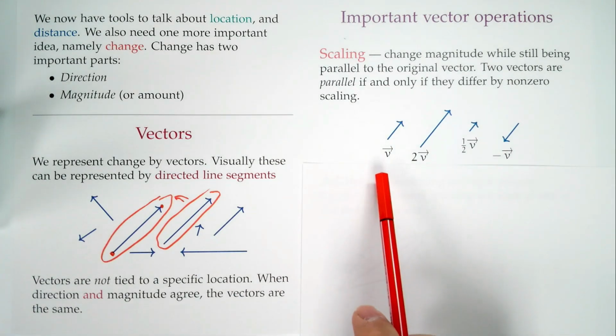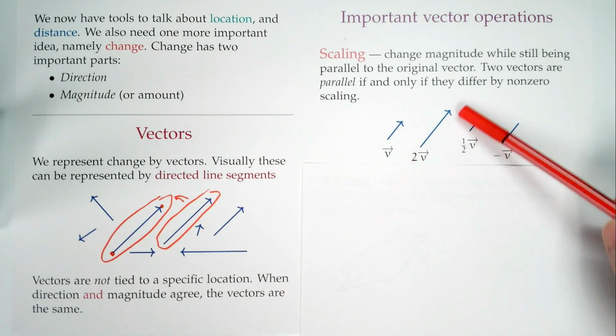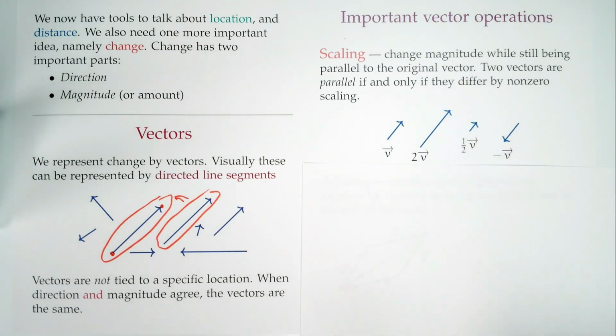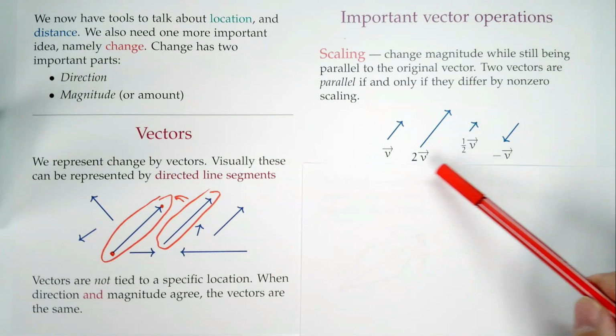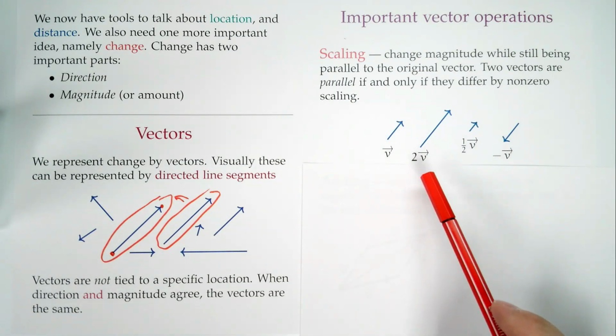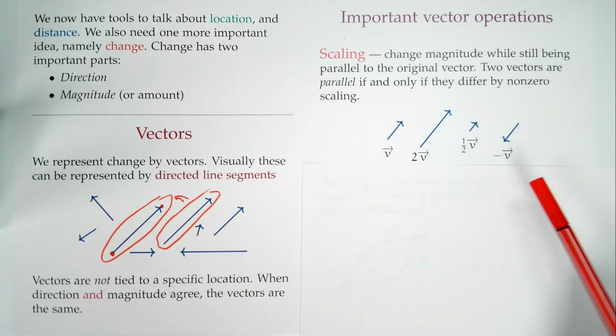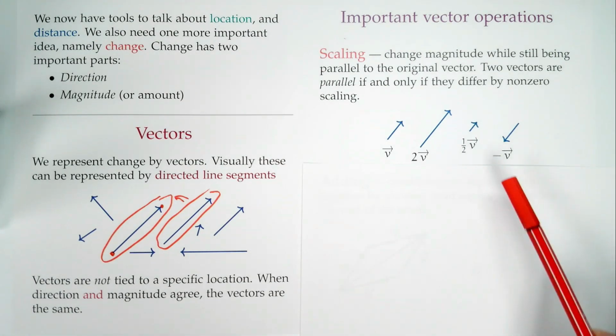So as an example, if I have v, twice v is going to be twice as long. And if I have half v, that's half as long. In general, if I have some multiple of v, 5v, 7v, whatever, I'll have 5 copies or 7 copies. It doesn't even have to be a whole number. I can have exotic numbers like pi. Now, if I have a negative, I'm going to think of it as reversing direction.